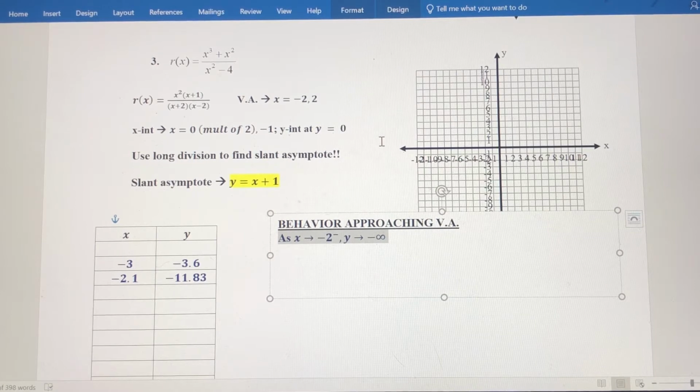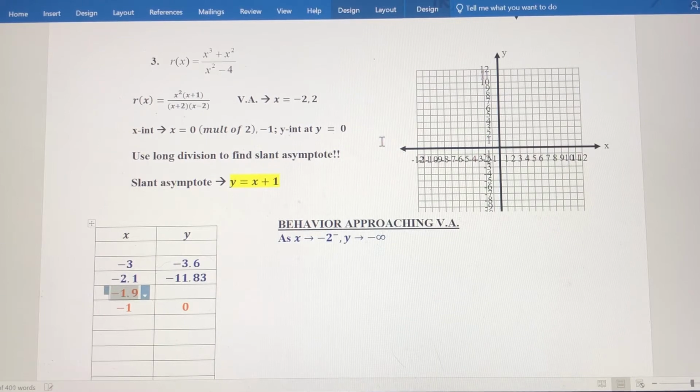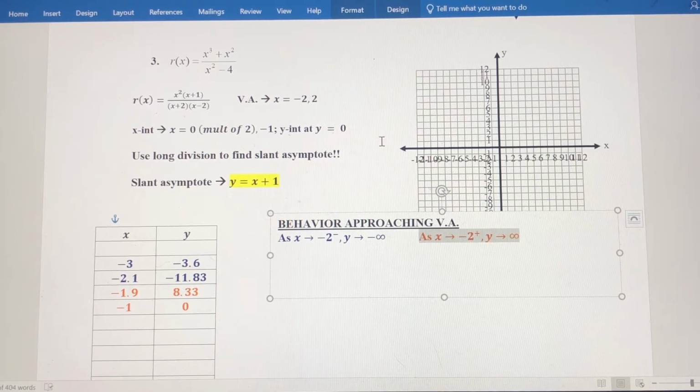Now let's approach -2 from the right. So first I'm going to plug in -1. That gives me 0. We already know that's one of the x-intercepts, so that one was easy to calculate, to fill in. Now let's plug in -1.9. We want to get right up next to that -2, and that gives me a positive 8.33. So you can see we're getting bigger there. So as we approach -2 from the right, the graph will be approaching positive infinity, okay?